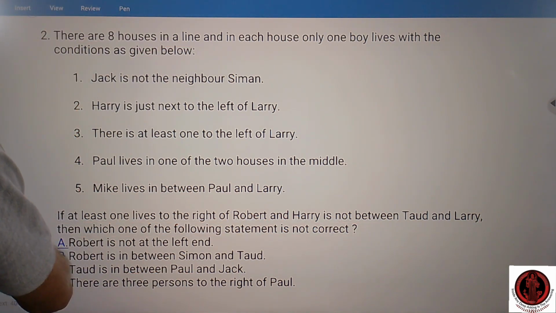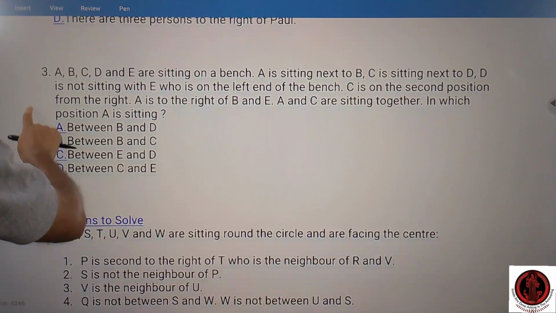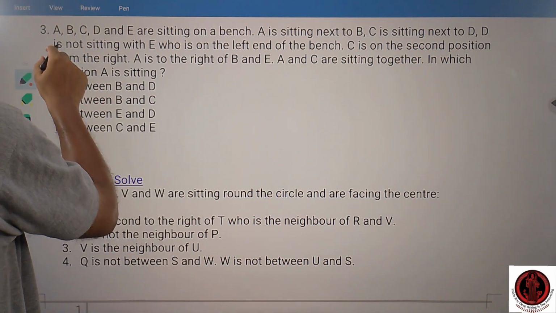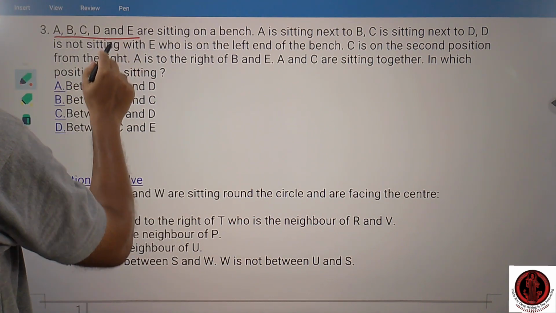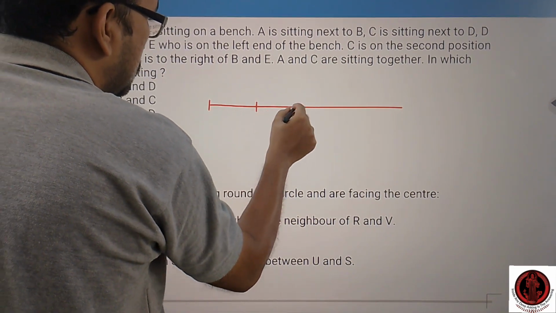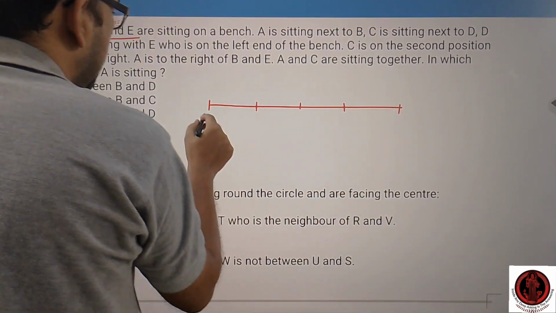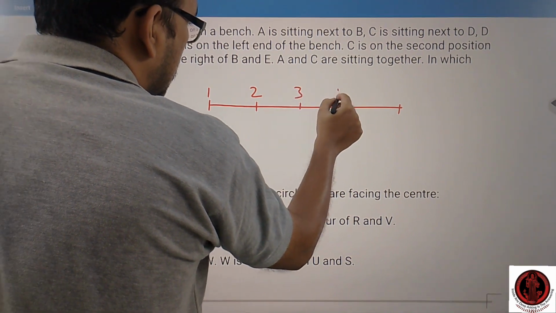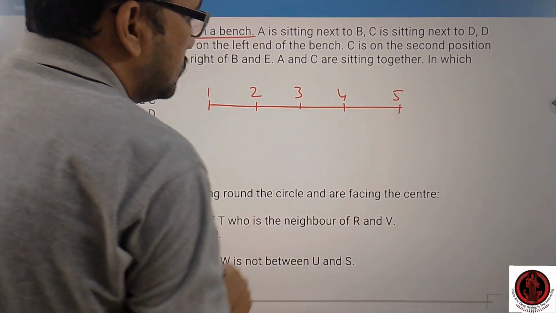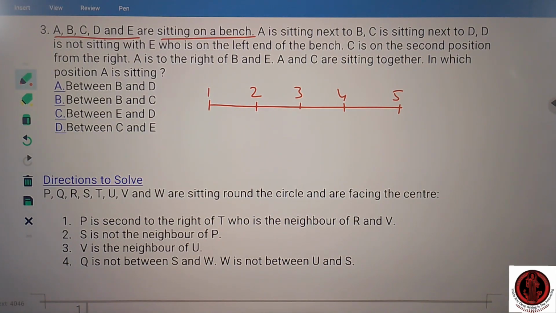Next question. Question number 3. Now this is A, B, C, D, E. So 5 people are there, 1, 2, 3, 4, 5 people are there, sitting on a bench. So this is a row-wise sitting arrangement.